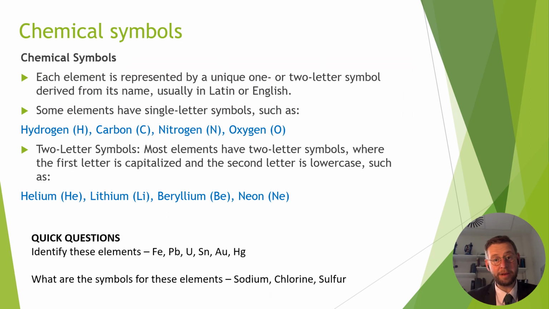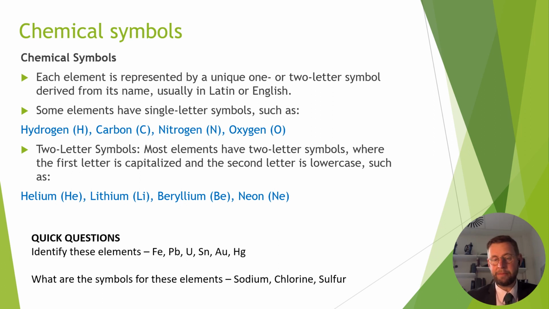Since the time of John Dalton, we have been representing the elements by a symbol notation. Every different element could be represented by a chemical symbol. Now, we don't use the same that Dalton did. We use a chemical symbol that derives either from its English or its Latin name. In many elements, this is a single letter. Like, for example, hydrogen is represented by capital H, carbon is C, nitrogen N, and oxygen is O.